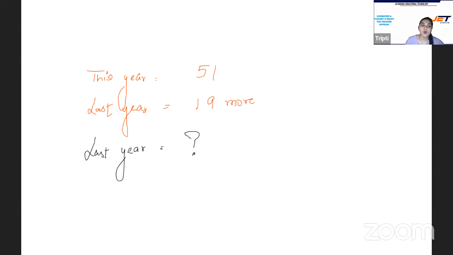See, children, over here it is asked how many children were there in the last year. And the data is also given, some information is given that there were 19 more than this year. 19 more than this year means you're supposed to add here. Okay, when there were 19 more, you are supposed to add here.